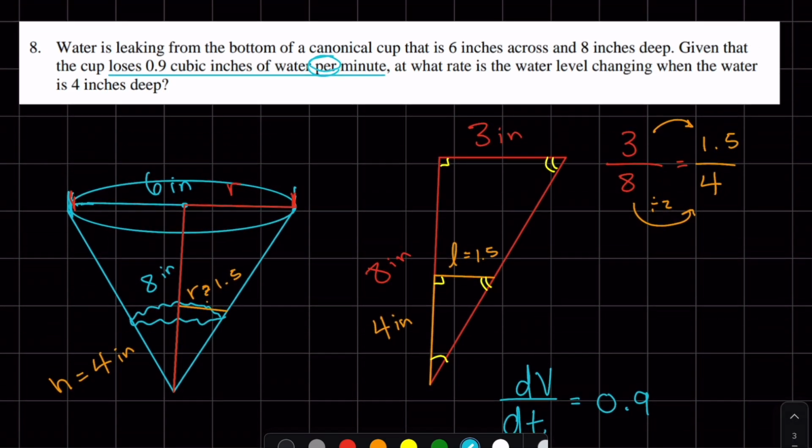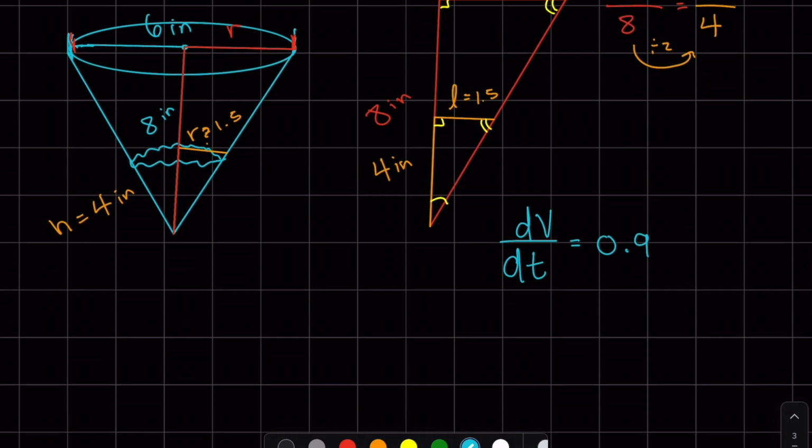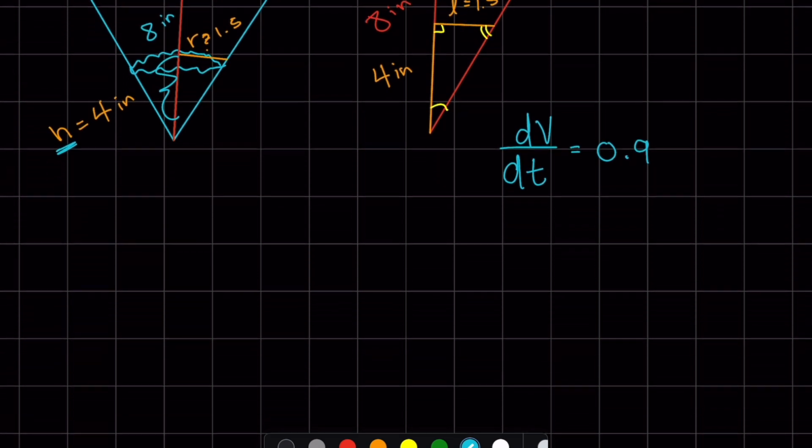The question is asking us for the rate that the water level is changing. The water level is represented by this variable h, or the height of the water. And so the rate at which it's changing, rate tells me derivative. I'm going to be trying to find dh over dt.